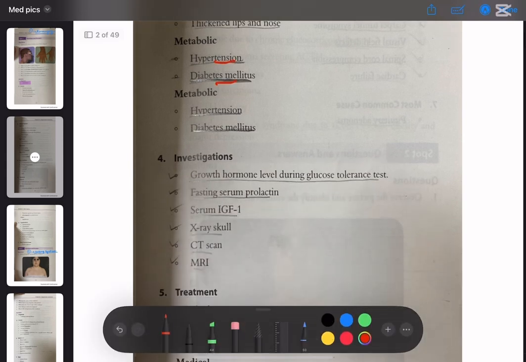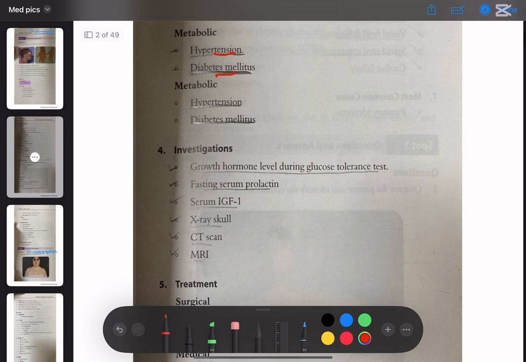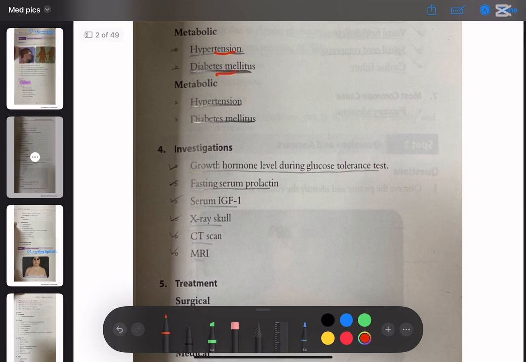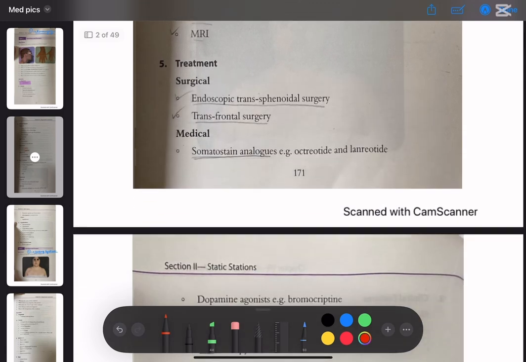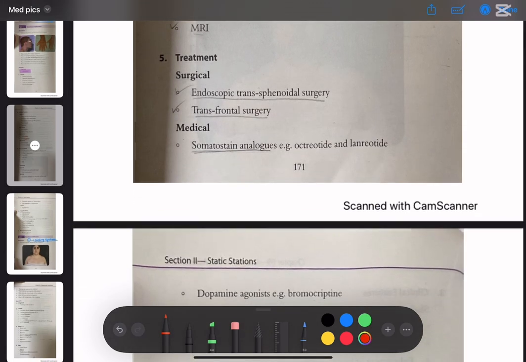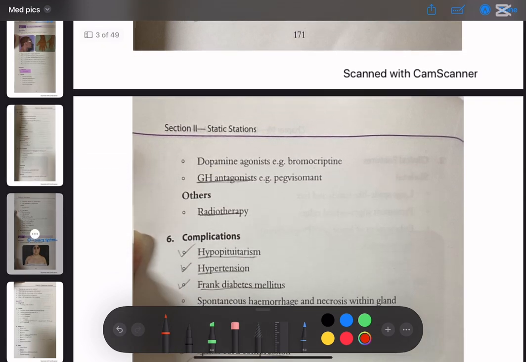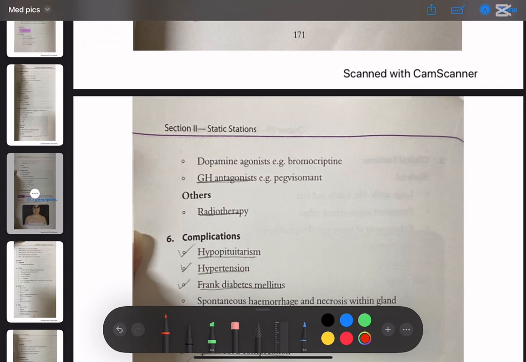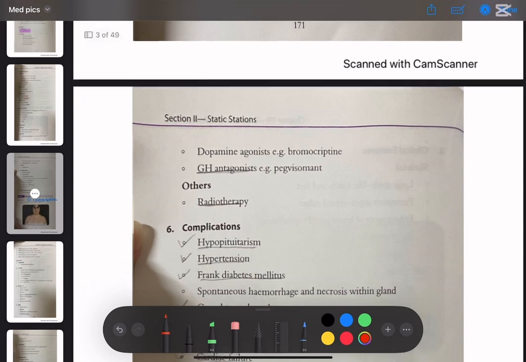Now, what are the investigations that are done for the case of acromegaly? So these are growth hormone level during glucose tolerance test, fasting serum prolactin, serum IGF-1, X-ray skull, CT scan, and MRI. The treatment options for acromegaly are surgical, which is endoscopic transsphenoidal surgery or transfrontal surgery, and the medical treatment is somatostatin analogs, for example, octreotide and lanreotide. Dopamine agonists, for example, bromocriptine, and growth hormone antagonists, for example, pegvisomant. Others are radiotherapy.